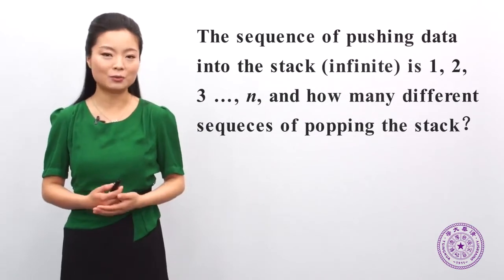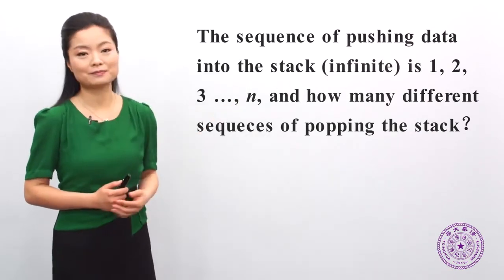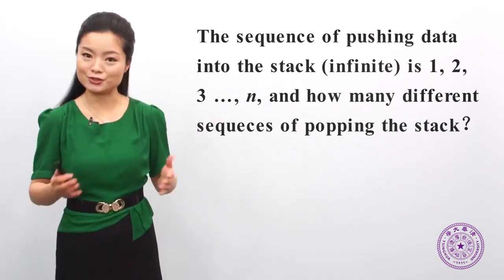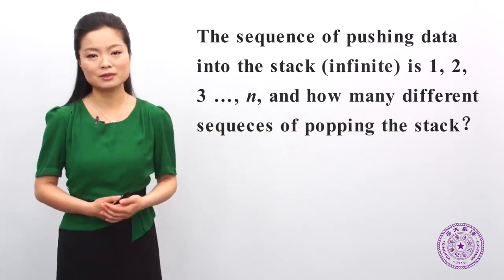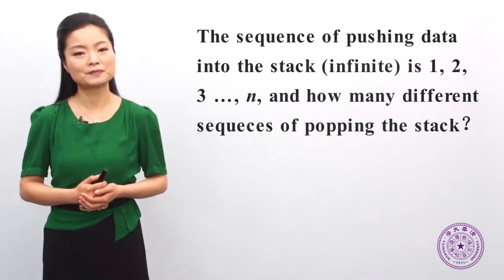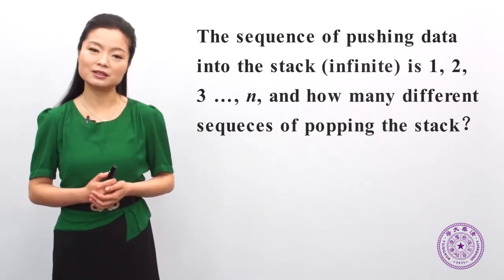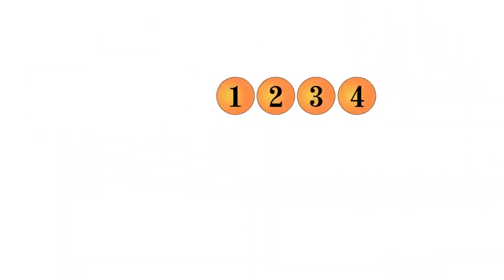With this rule in mind, we have to consider a problem. If I have an infinitely large stack, its pushing order is predetermined, that is from 1 to n. Then how many popping orders are there? For this problem, let's take a relatively simple example. Say if we have only 4 elements, 1, 2, 3, 4, they enter and exit the stack in order. So how many different orders are there?